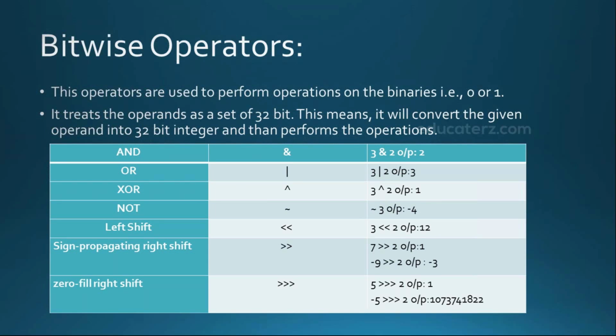So coming to zero fill right shift, this is used when you want the negative value to be converted into a positive value. Like here in this example, you can check. I want to do number 5 right shift by 2 times. So the output will be 1. But when I want to do -5 right shift by 2 times, the output is a larger number. Why? Because the negative sign bit is converted into 0 and then it is shifted to the right. So the number remains large.